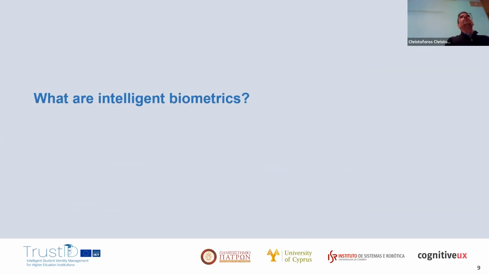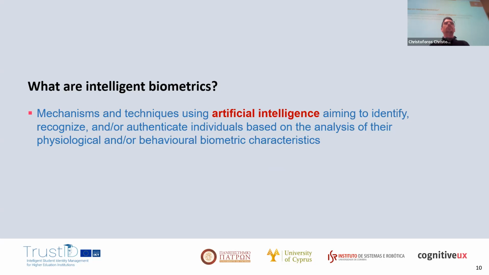So now that we know the basic categories and the definition of biometrics, we need to go one step further to intelligent biometrics. So what are these intelligent biometrics? The intelligence introduced relates to mechanisms and methods that rely on artificial intelligence with the aim to identify, recognize or authenticate people based on the analysis of these physiological or behavioral characteristics.